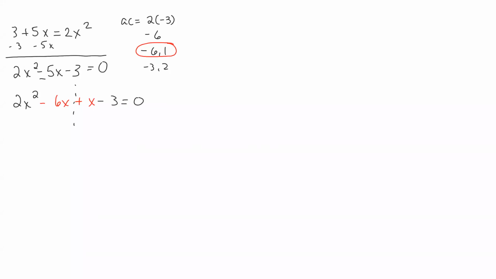I now factor by grouping. So on the left, I have 2x squared minus 6x. I have a GCF here of 2x. When I factor out a 2x, I'm left with x minus 3. Now, looking at the second half of the equation, I have x minus 3. It doesn't look like I have a GCF, but with or without a GCF, you still have to factor out either a 1 or a negative 1. So in this case, I'm going to factor out a 1. And when I do that, I'm just left with x minus 3. Don't forget you're equal to 0.